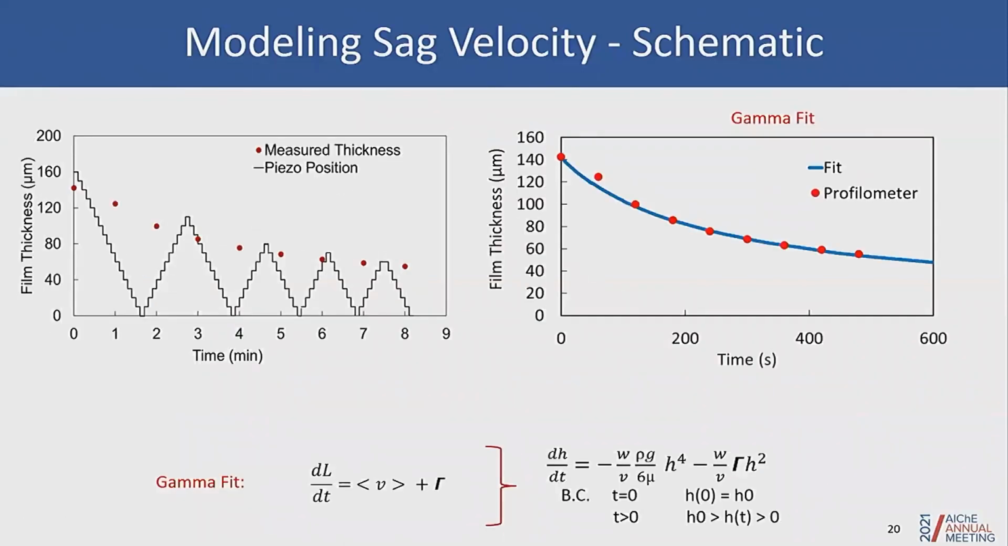Next, we modeled the thinning process during what we call gamma fit. So this modeling was done assuming constant volume deformation over time. And sag, which is represented by dL/dt, which is the change in volume in sample length over time, is a combination of both average velocity, which is obtained from the Navier-Stokes model, in addition to a gamma fitting parameter. This gave us this mathematical expression. If we integrate using the appropriate boundary conditions, then we were able to get the exact film thickness at that time interval t. And this model fits very, very nicely with the profilometer measurements, as you can see here.